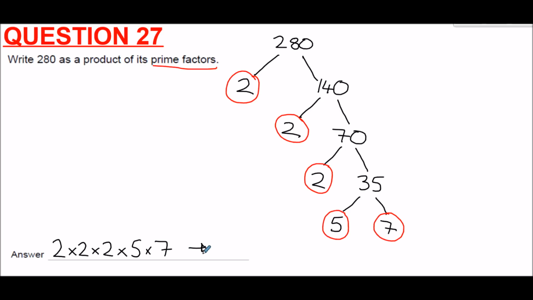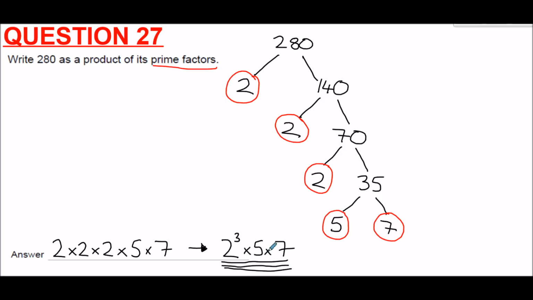But what I want you to get into the habit of is writing this in power form. By power form, I mean replace the numbers with powers if possible. 2 times 2 times 2 we can write as 2 cubed times 5 times 7. And so that's the final prime factorisation.